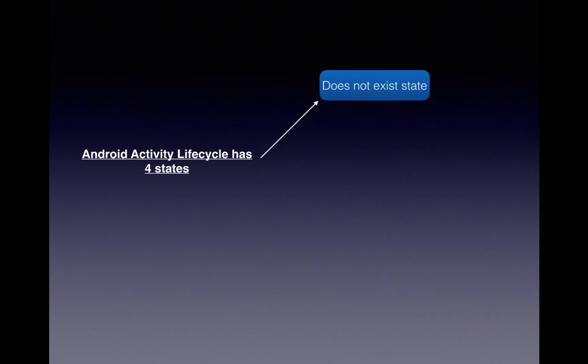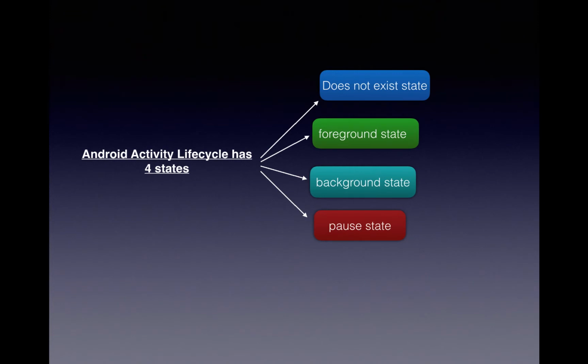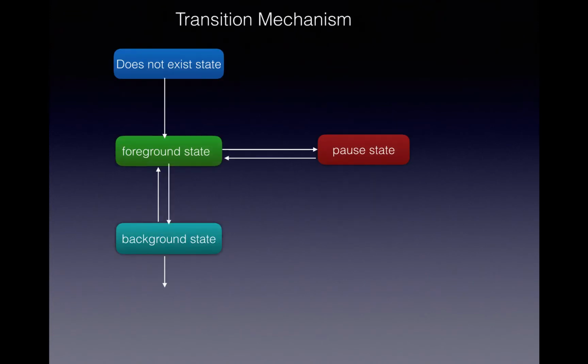First, does not exist state. Second, foreground state. Third, background state. And fourth, pause state. So let us take a look at transition mechanism of each of these states. When application is installed, activity is in does not exist state. When application is clicked upon, a new activity is opened and it is in foreground state. But before that, it has to undergo onCreate method, onStart method and onResume method.